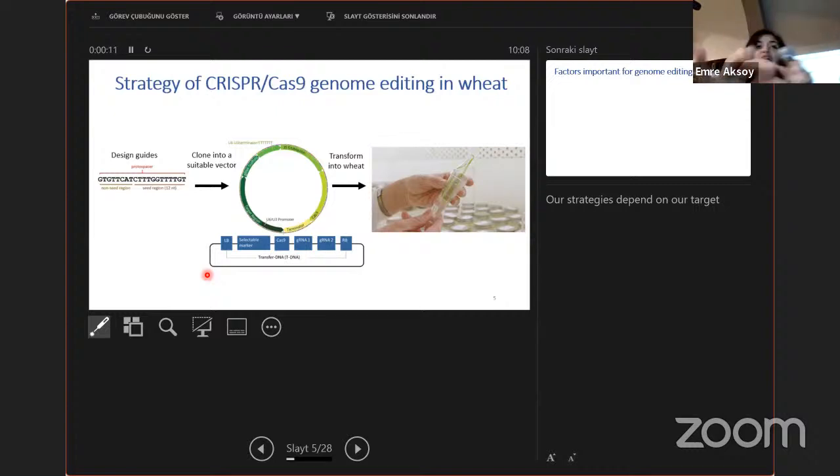Again, I was talking about our strategy in genome editing in wheat. Usually when we design guides, we use the 2 guide system, but it depends on our targets. We can now use 6 guides in wheat transformation with genome editing. For each target, we use 2 constructs, and each construct has 2 guides usually. Then after we prepare our construct, we transform into wheat.